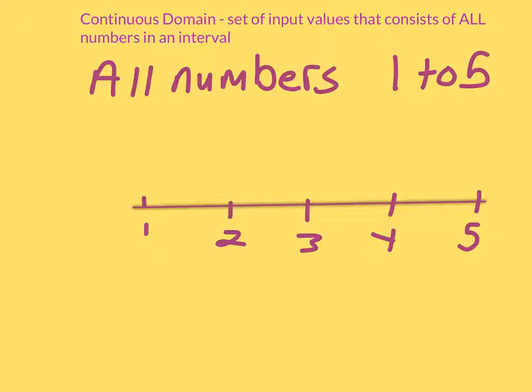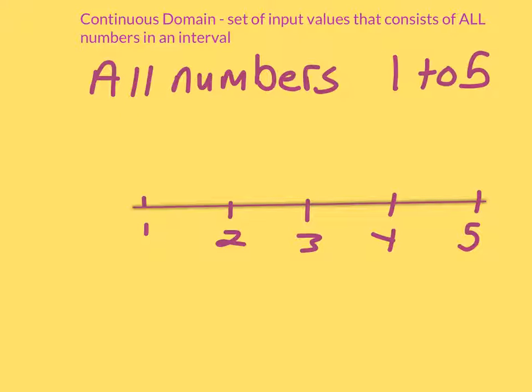Now the other kind of label that we can give a domain is a continuous domain. A continuous domain is a set of input values that consists of all the numbers in an interval. So let's take the same interval of 1 to 5, so numbers between 1 through 5. Instead of the integers, we're going to do all numbers.